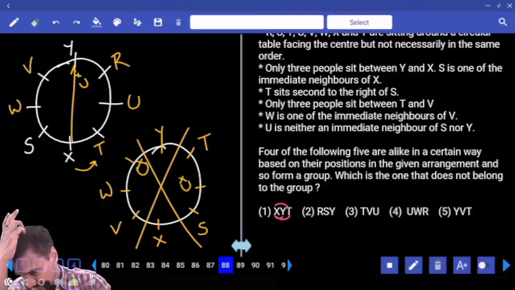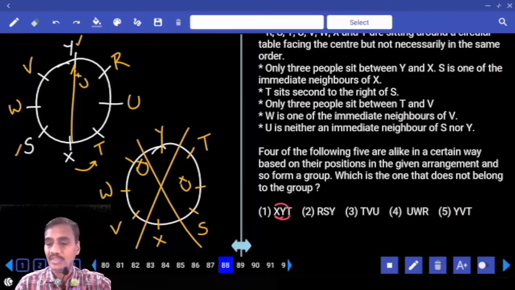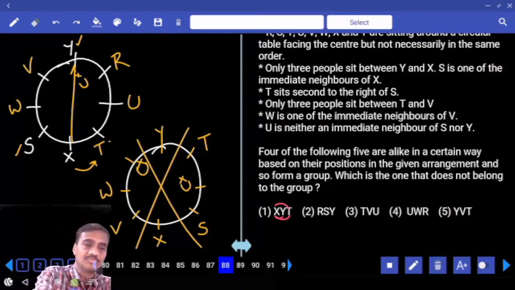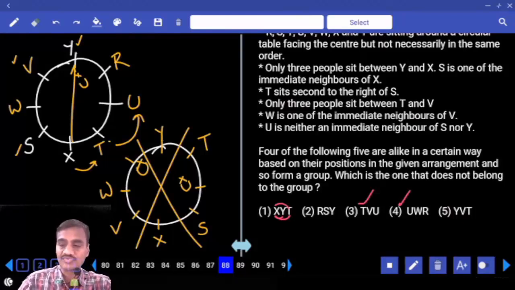And again coming back to this one, R, S and Y. Opposite to R, yes. Immediate right of R, Y. And next one, T, V and U. Opposite to T, V. Immediate right of T, U. Yes, it is valid. U, W and R. Opposite to U, W. And immediate right of U, R. And choice 5. Is Y opposite to V? No. Y and V are not opposite to each other.